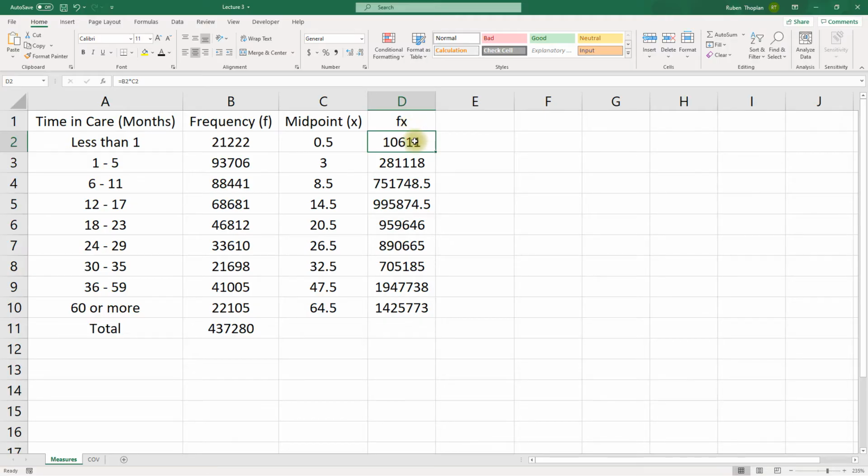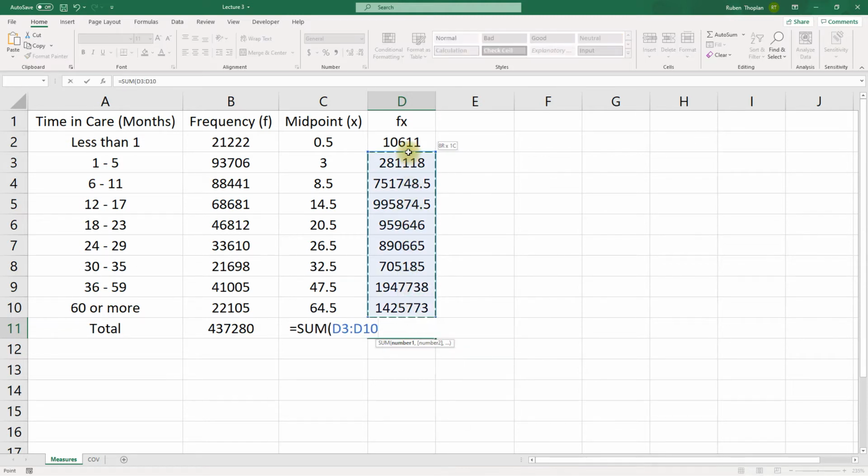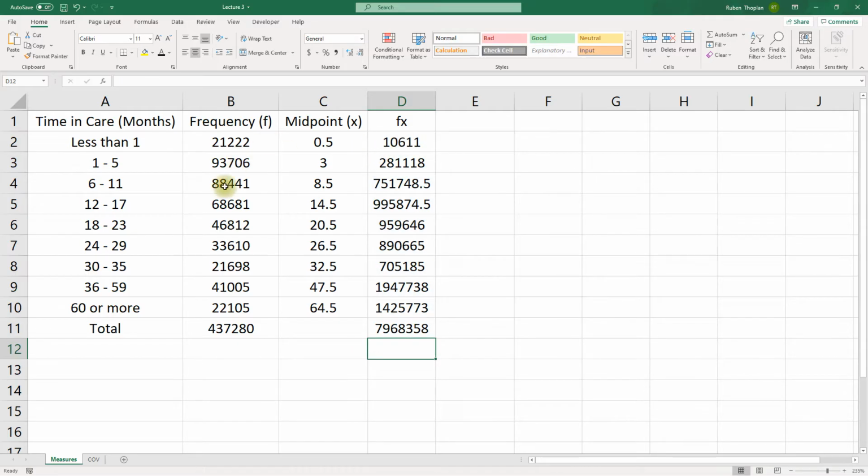Sum fx means you've got the fx computed here. Then the next step is to add these fx. I'm doing it in Excel, but normally in an exam setting you would have to use your calculator, except if you are given an assignment to do, which is a different thing. So please ensure that you are used to your calculator.